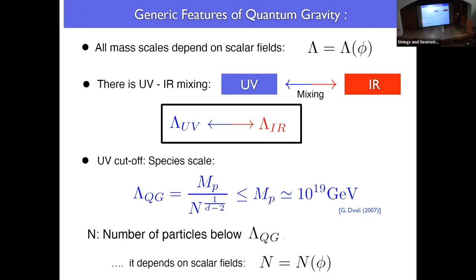Then let me right away introduce the relevant UV cutoff scale in quantum gravity. I will take it to be the so-called species scale, Lambda QG. How is the species scale defined? It is defined as the Planck mass divided by N to the power 1/(d-2), where N is the number of light particles, the number of species, below the cutoff scale Lambda QG. Since N is bigger than one, you see that the cutoff scale always has to be smaller than the Planck mass, which is 10 to the 19 GeV. Also, this number N depends on scalar fields, so the cutoff scale will also be a field-dependent quantity.